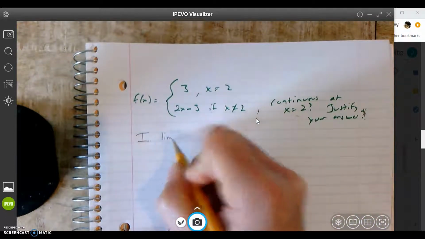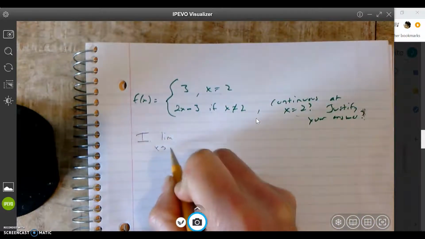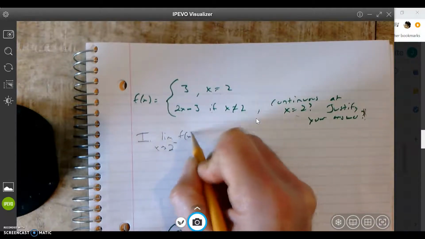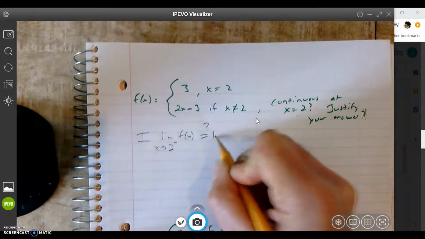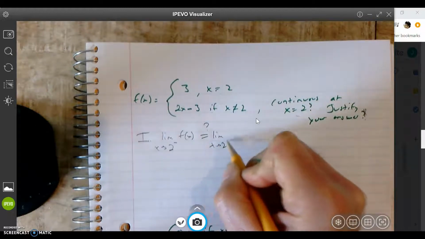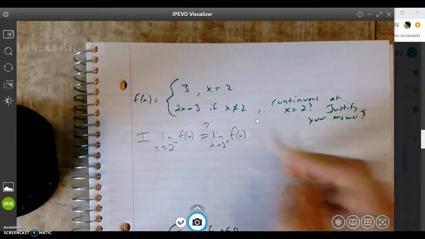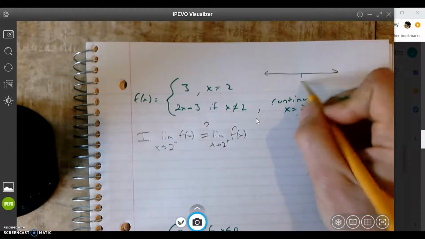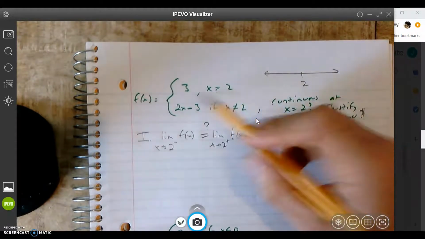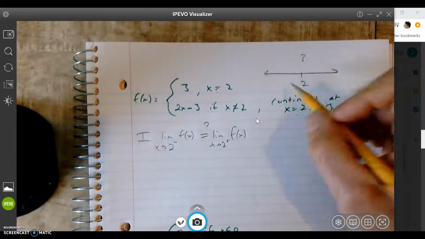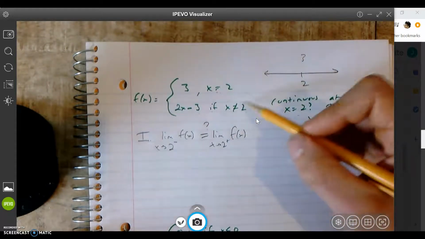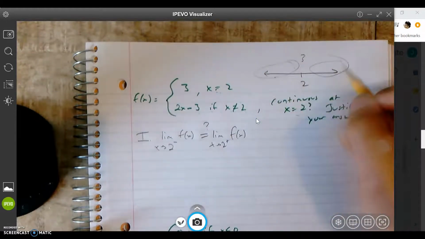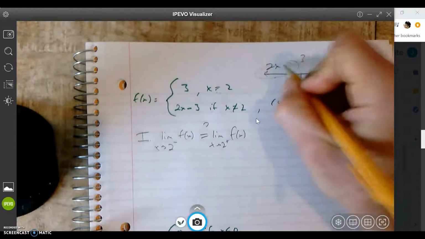So the limit as x approaches 2 from the left of f of x, does that equal the limit as x approaches 2 from the right of f of x? Well, if I draw my little chart here, so 2, something's going on. When x equals 2, graph is 3. When x does not equal 2, which means every other thing, like -1, 0, infinity, whatever, so it means over here and here, that's when x does not equal 2. We have this line.